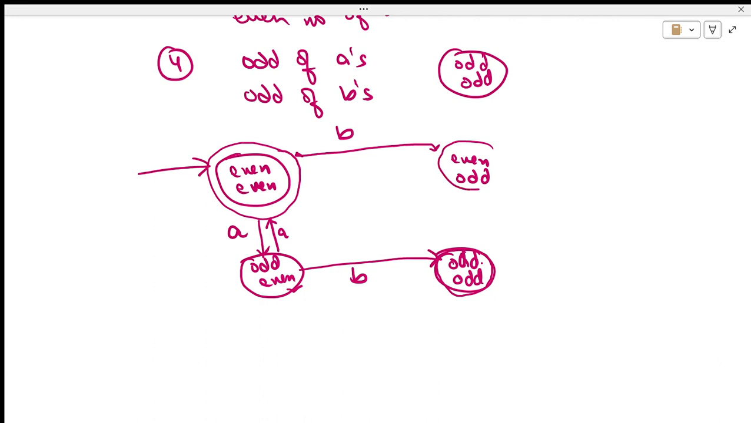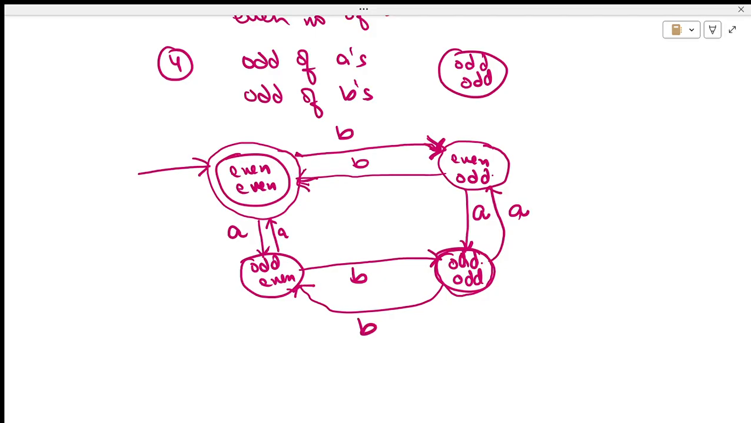Now come to this even-odd state, this one. When the state is even-odd, it means even number of A's and odd number of B's. On reading A, with an even number of A's, if it reads one more A, it will become odd. With an even number of A's and an odd number of B's, if it sees a B, it will go back to this state and becomes even. Now the odd-odd state: when the number of A's is odd, if I read one A, it will become even and it will go back to this state. In the odd-odd state, if it sees one B, it will become an odd number of A's and an even number of B's. So this is the deterministic finite automaton for the given language.